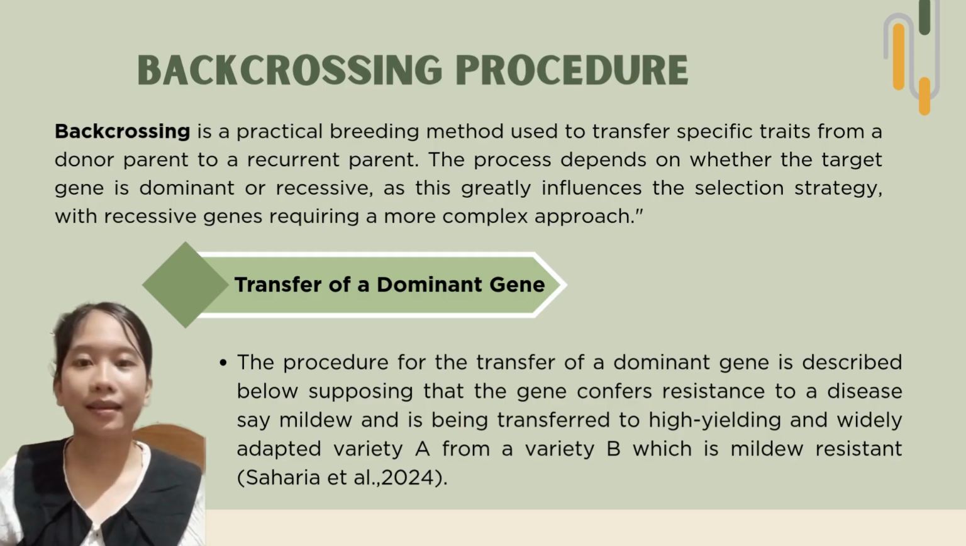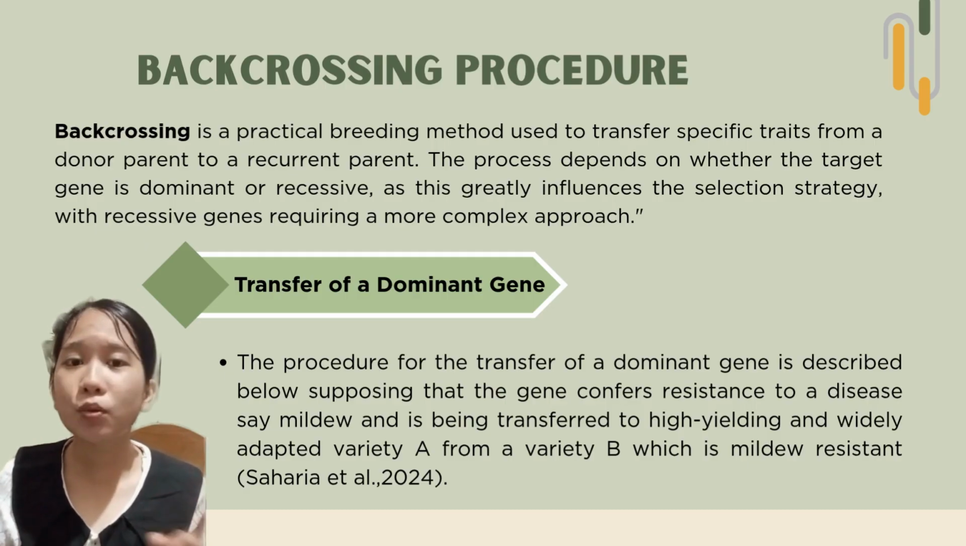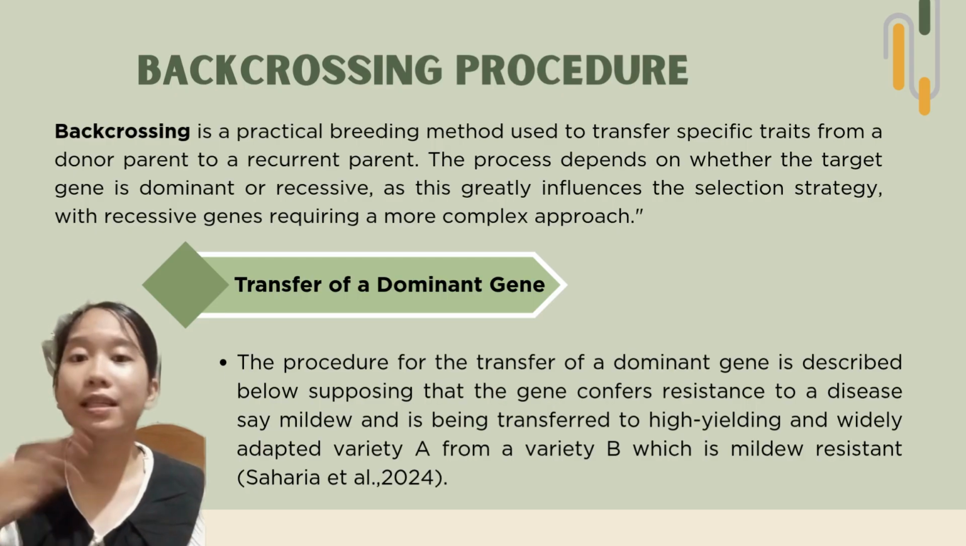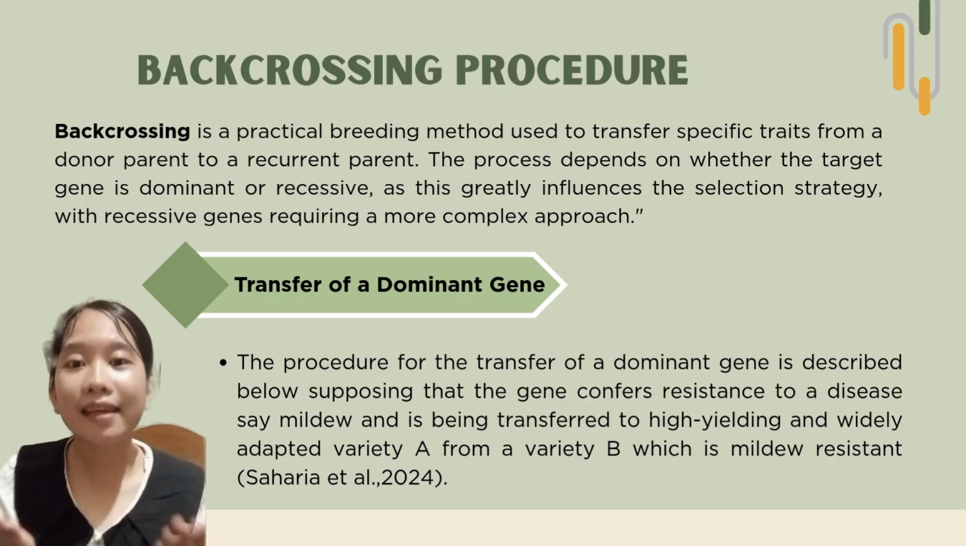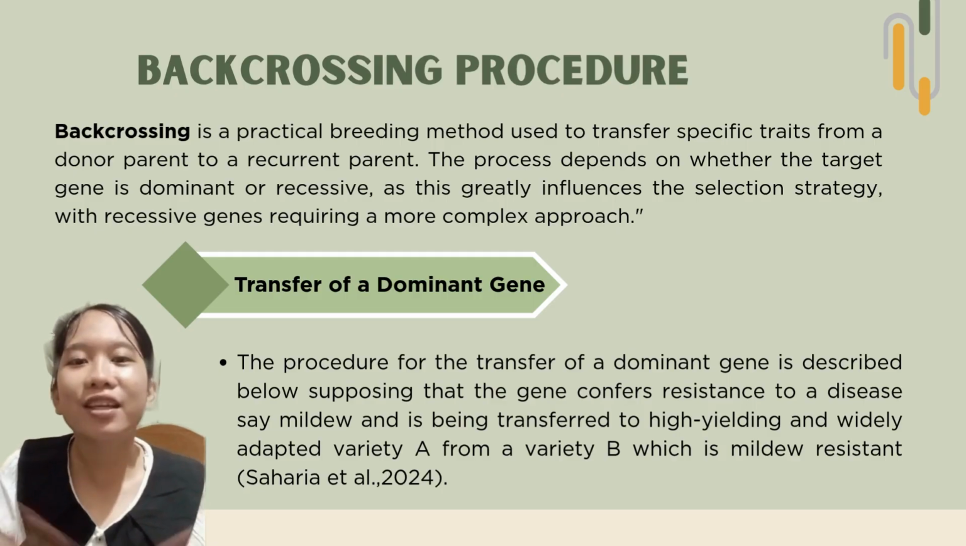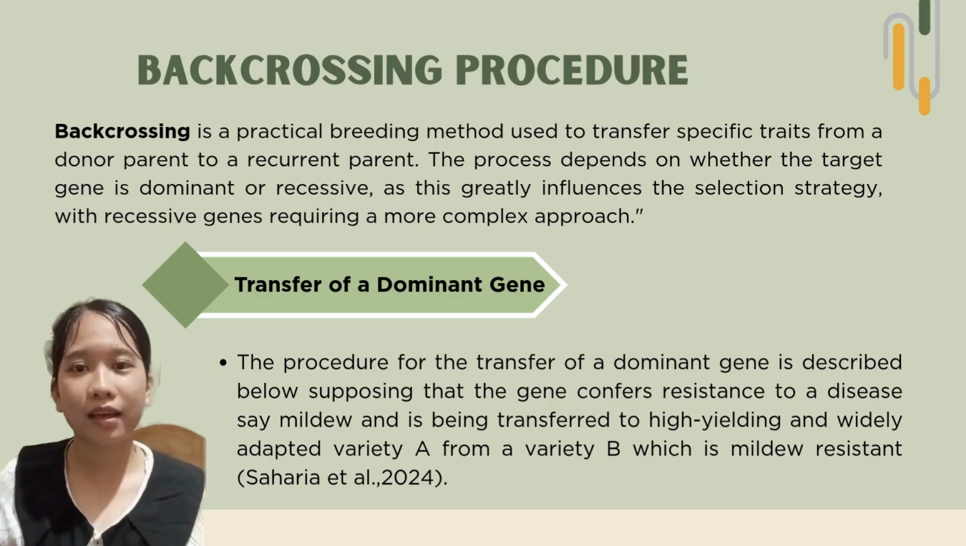This means that in plant breeding, the steps we follow in backcrossing are not always the same. If the gene is dominant, mas dali siya i-identify and pilion kung unsa to nga plants ang nag-carry ato nga traits. But if the gene is recessive, the breeders need more generations and careful testing to make sure the trait is successfully transferred. That's why understanding the type of gene is very important before starting the process.